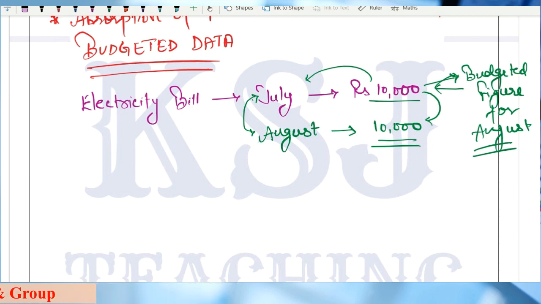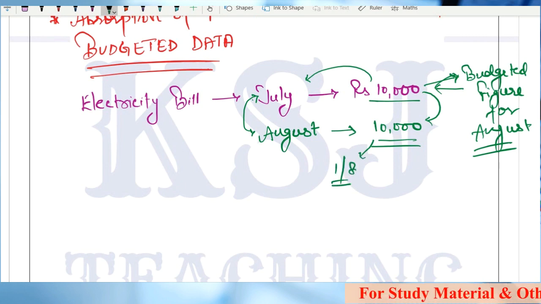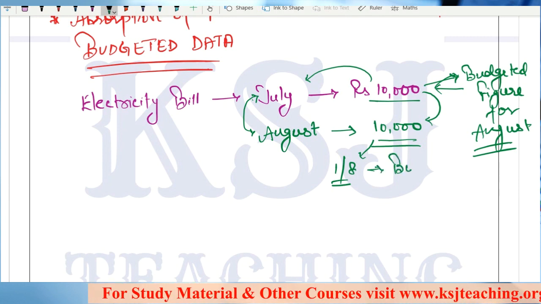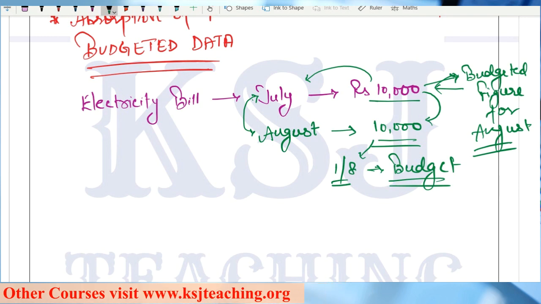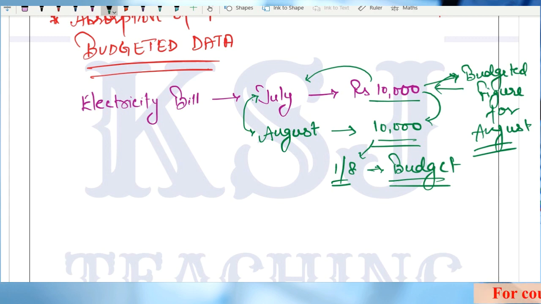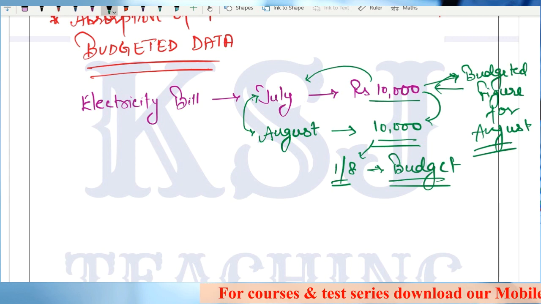Now, what he is doing, if he is anticipating this 10,000 rupees, say on 1st of August, right? That means he's preparing his budget. See, there is a government budget. The government budget comes in the month of February, isn't it? So as a chartered accountant or as a professional, even if you are a CMA or anything, you should know that government presents a budget, right?